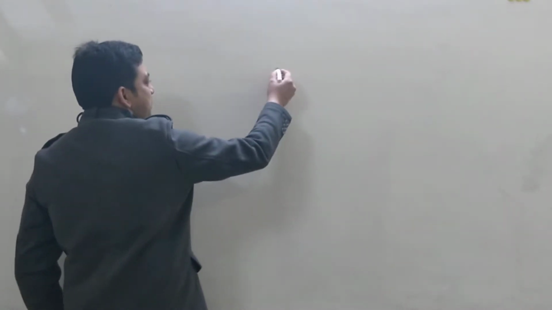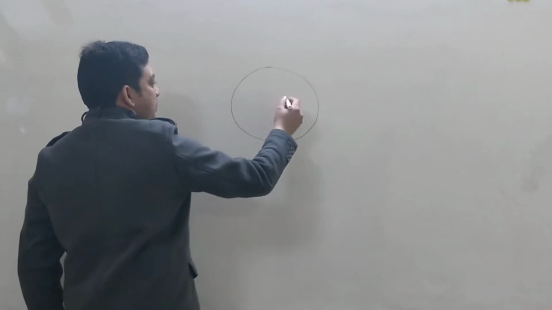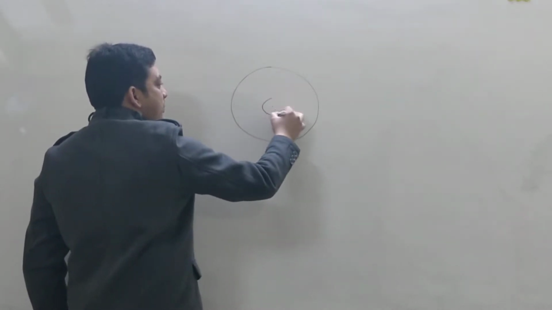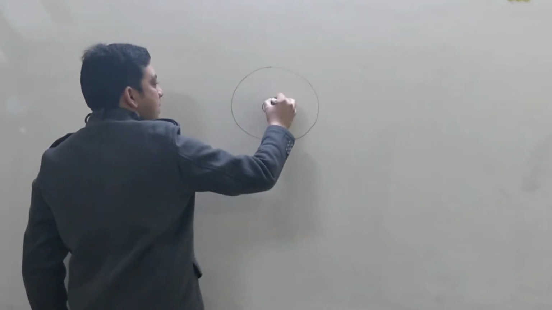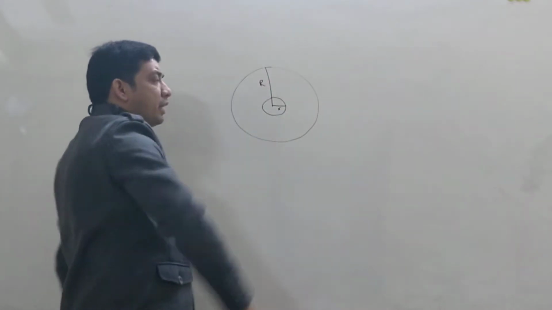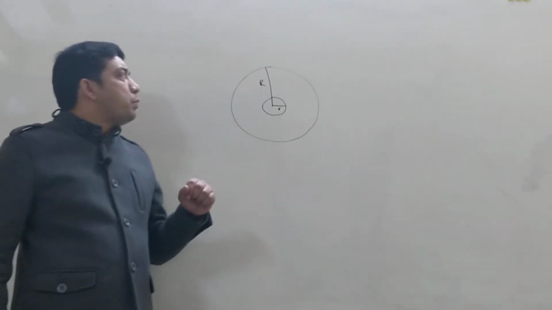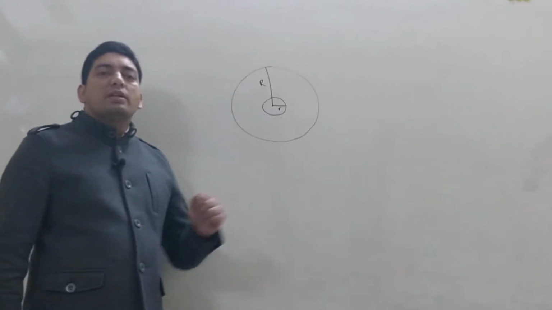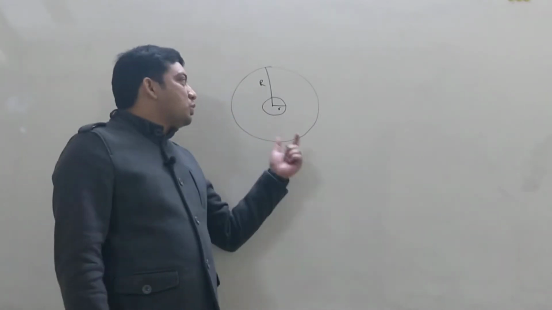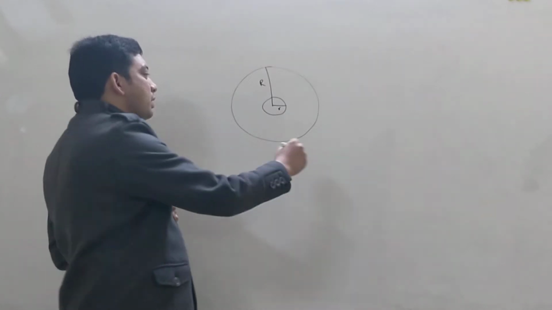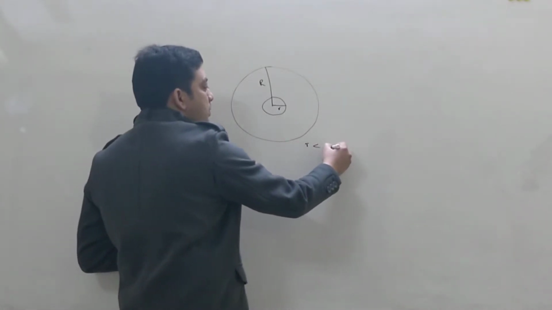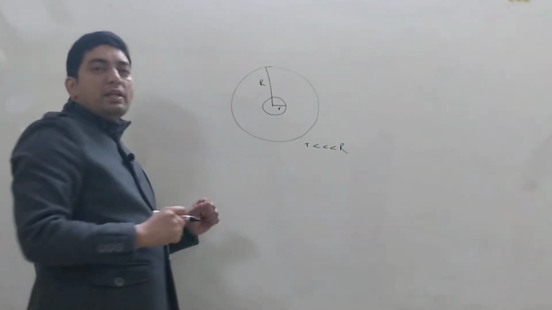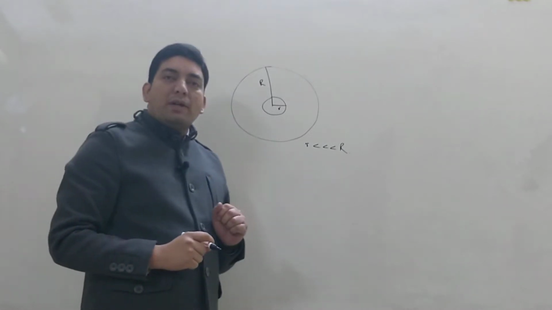The first question which some of the students have asked is: if we have two coils, the inner one having radius small r and the outer loop having radius capital R, how do we identify the mutual induction between these two coils? The way is very simple. The first condition that should be given in the question is that small r is very less as compared with capital R.